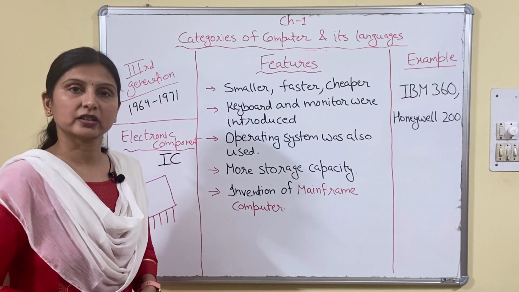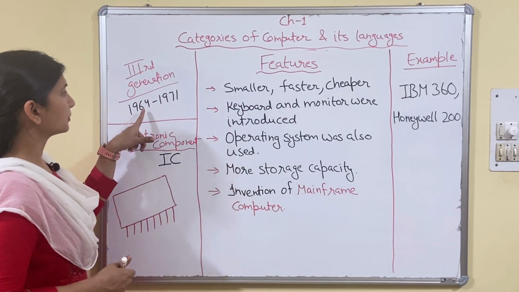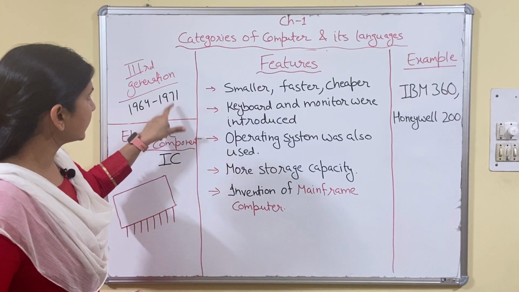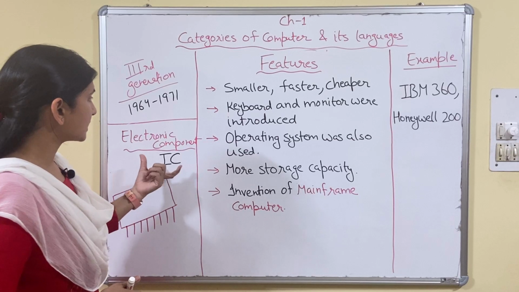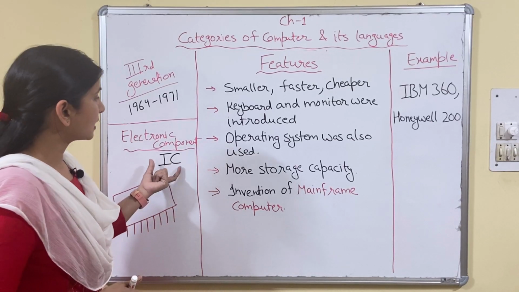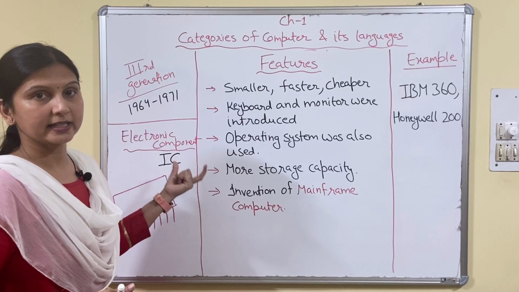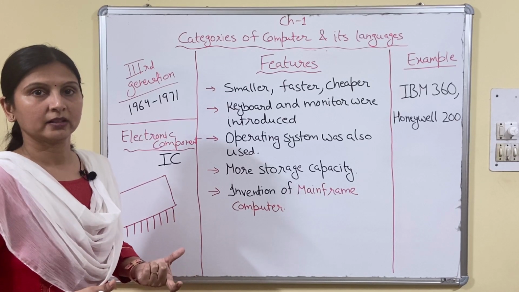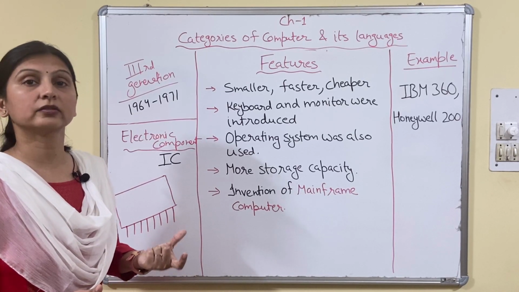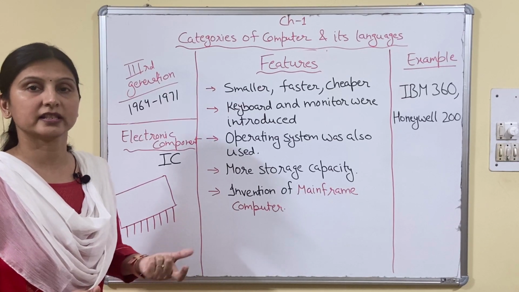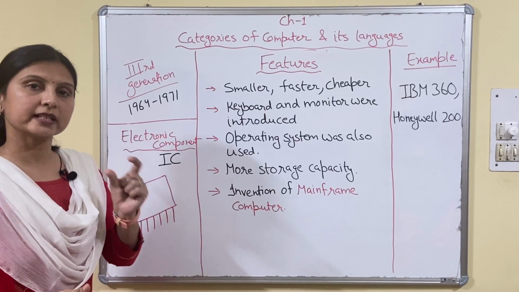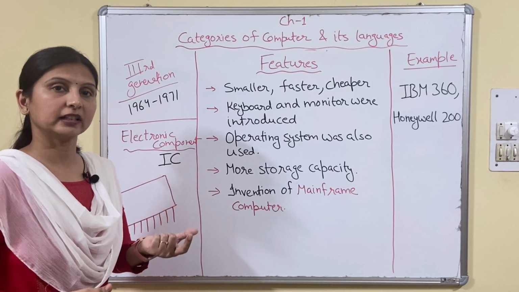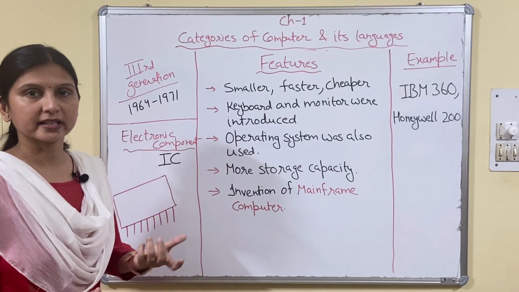Now coming to the third generation computer. The duration was 1964 to 1971, and in this generation, which electronic component were we using? IC. What is IC? IC is an integrated circuit. This is a circuit having around hundreds of electronic components like transistors, resistors, diodes on a single chip. So it's a small chip containing hundreds of small electronic components like transistors, resistors and diodes, etc.